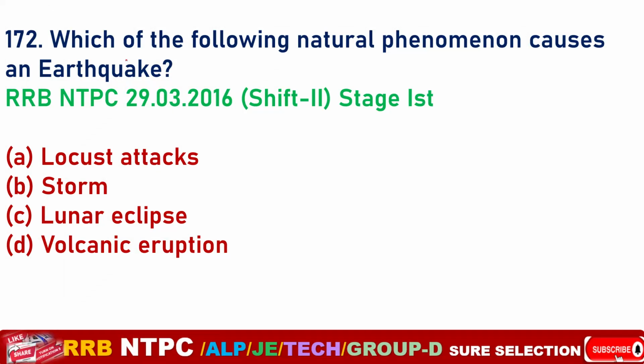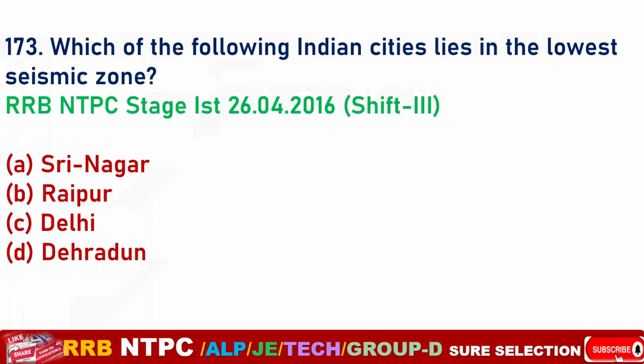Which of the following natural phenomenon causes an earthquake? The natural phenomenon that causes an earthquake is volcanic eruption. Which of the following Indian cities lies in the lowest seismic zone? Lowest seismic zone. That is Raipur, the capital of Chhattisgarh.